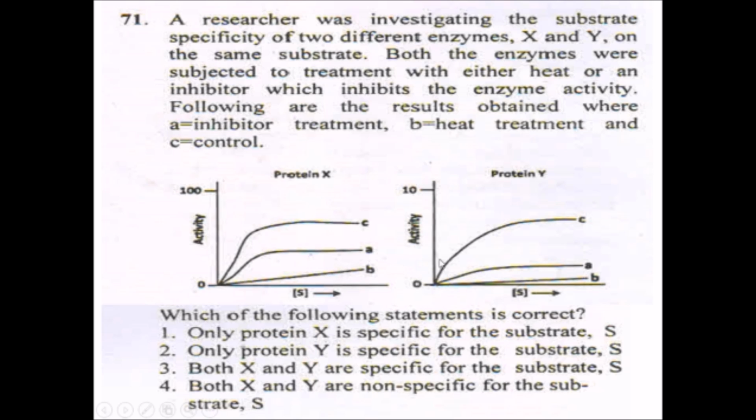In both cases, if you analyze, being a control, if the inhibitor did not affect the activity, then it should have the same curve. But in both cases, with the protein X and Y, the graph is different from the control graph C. So both the enzymes are specific for the substrate, because if it gets inhibited it is showing a different graph from the expected. So the answer will be both X and Y are specific for the substrate.